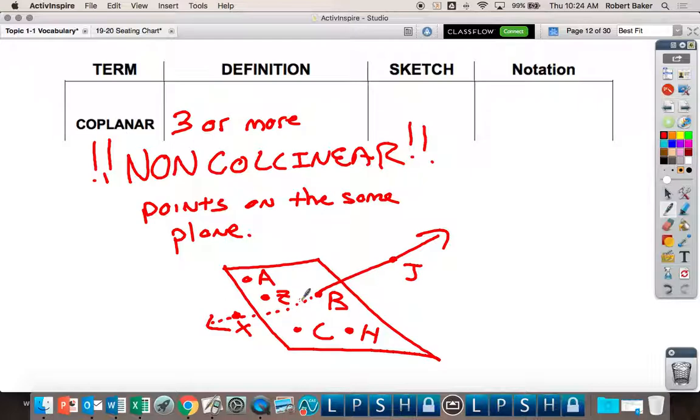Are A, X, and J coplanar points? That one's easy, right? Yeah, they're on the same plane, because how many points do you need to make a plane? Any three. So are J, H, and X coplanar? Don't even think. How many points did I say? Yes. Three. The answer is yes.